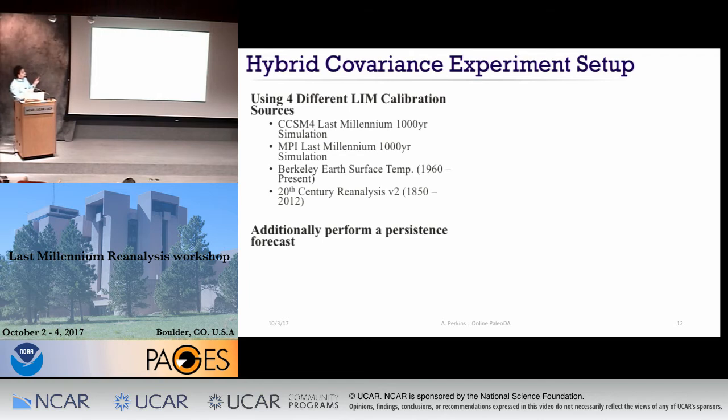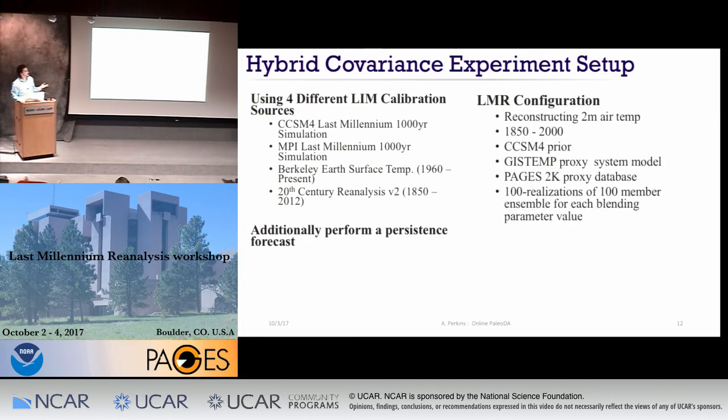So we have 2 last millennium simulations from CCSM4 and MPI. We have Berkeley Earth surface temperatures from 1960 to present as our observational record, and 20th century reanalysis is sort of our hybrid model observation calibration. So we're using these calibrations. We're taking the linear dynamics from each of these data sets to use as our forecasts. Additionally, we performed a persistence forecast to test against.